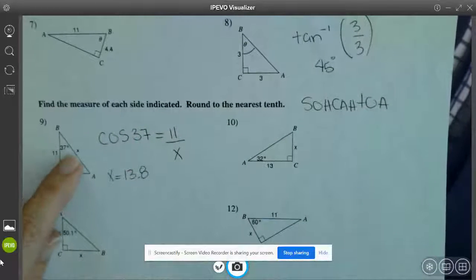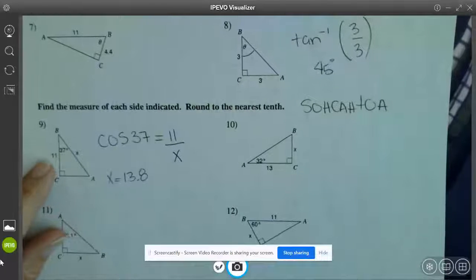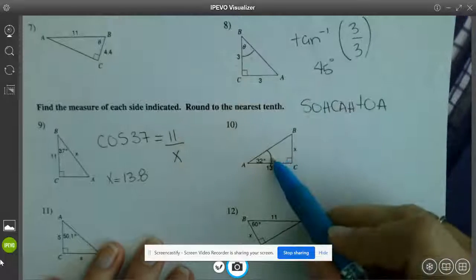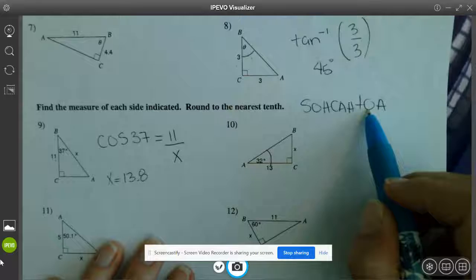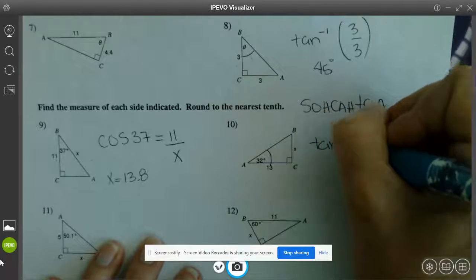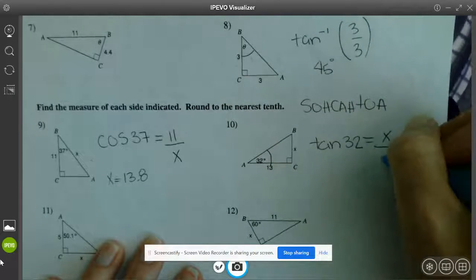That means this side is 13.8. That looks good because this side is 11, and the hypotenuse should be bigger. All right, let's do this one. We have the opposite side and the adjacent side, and nothing on the hypotenuse. This means it's tangent. So tangent of the angle equals the opposite side over the adjacent side.